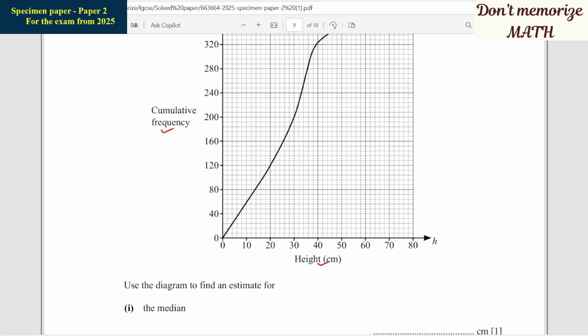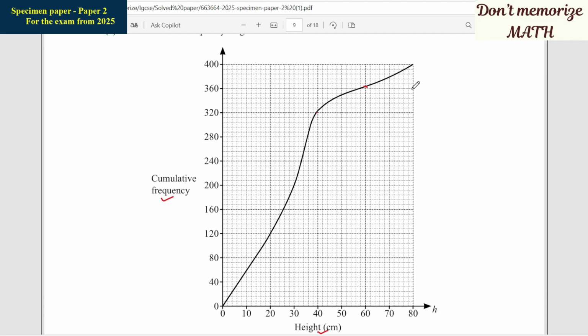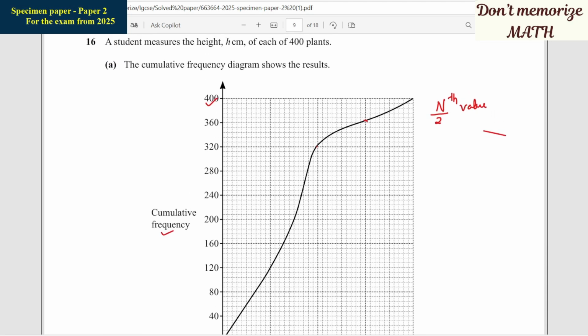So how do we find the median if the cumulative frequency graph is given? To find the median you have to take N over 2. What is capital N? Capital N is the total frequency or total number of plants, whatever is given in the question. Here you can see the graph and write capital N is 400. Otherwise, in the beginning itself they have given 400 plants. So capital N is 400.